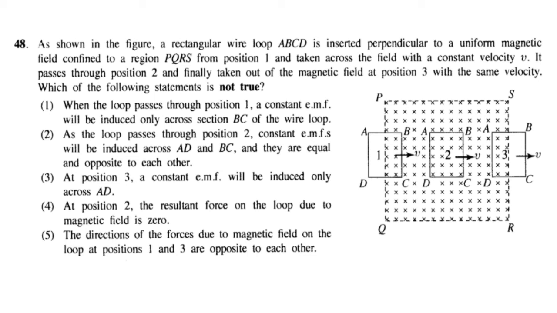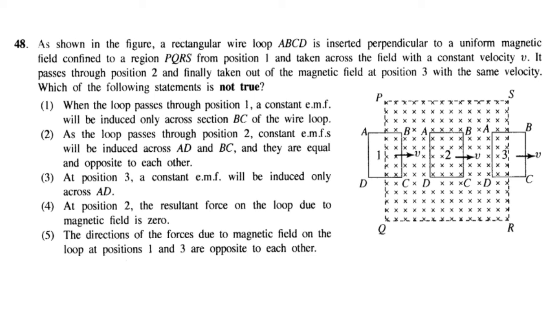At AD, it is similar to BC. The direction of motion is left, the magnetic field is inside the book, and the induced EMF is from D to A. So the induced EMFs are from D to A and from C to B. So when going through the loop, they both go in opposite directions. So the second answer is also right.